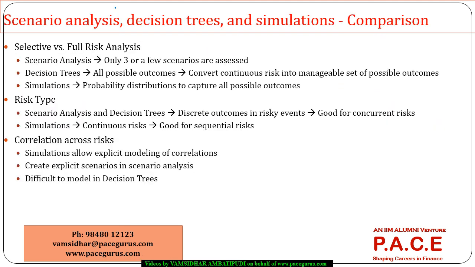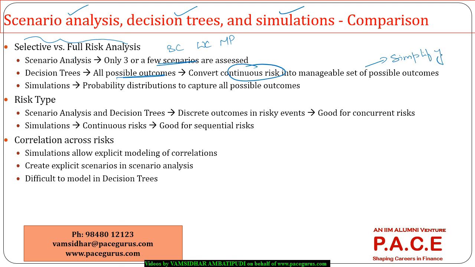Now, just a quick comparison between the three approaches for decision making: the scenario analysis, the decision trees, and the simulation. So, first of all, selective versus full risk analysis. In scenario analysis, I am considering a few of them: best case, worst case, most probable case, a few scenarios I'm looking at, and based on that, I'm doing the risk analysis. Whereas in decision tree, I'm looking at all possible outcomes where I'm converting my continuous risk into a set of possible outcomes. So I'm simplifying the risking procedure here.